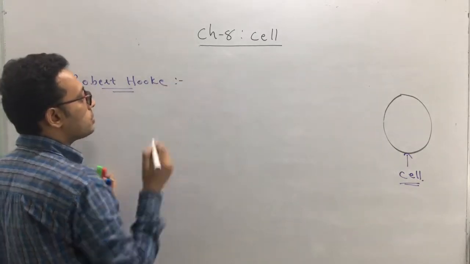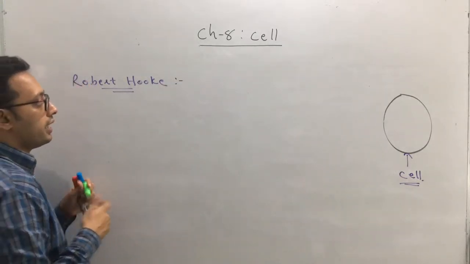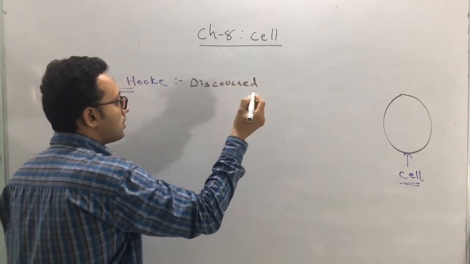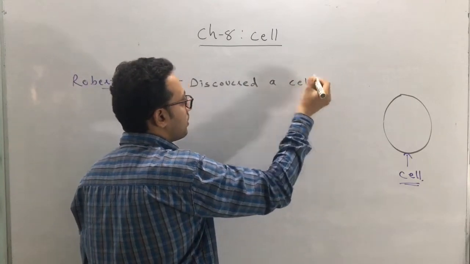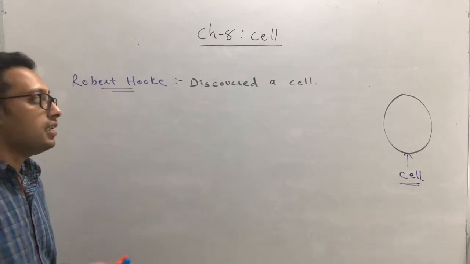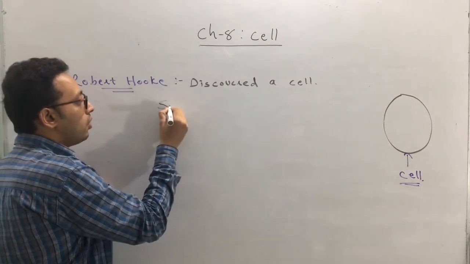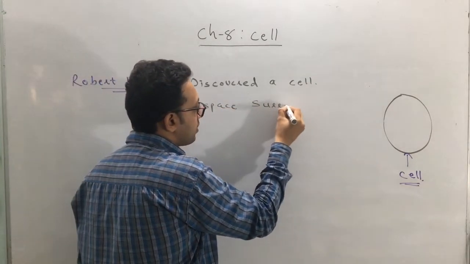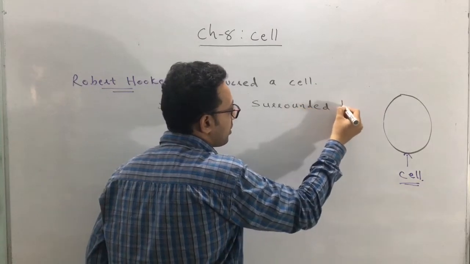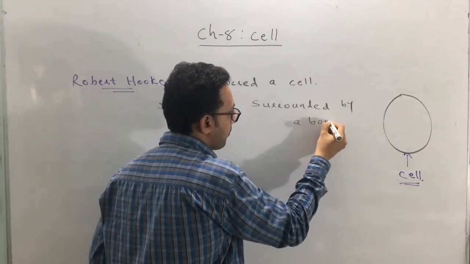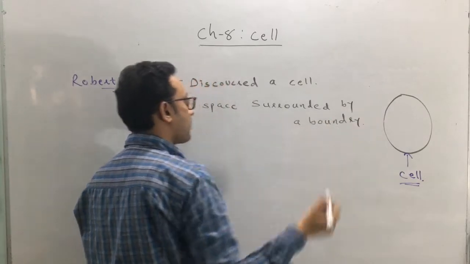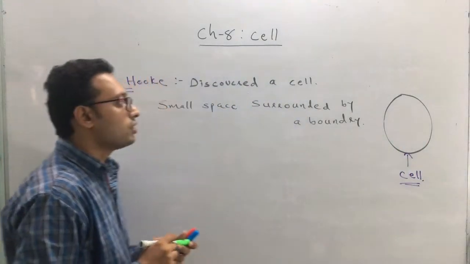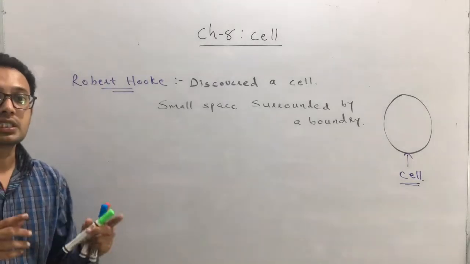So what is the contribution of Robert Hooke? Robert Hooke discovered a cell. How did he describe this cell? He described a cell as a small space surrounded by a boundary. He gave it the name cell. Okay, so this is Robert Hooke who discovered the cell.